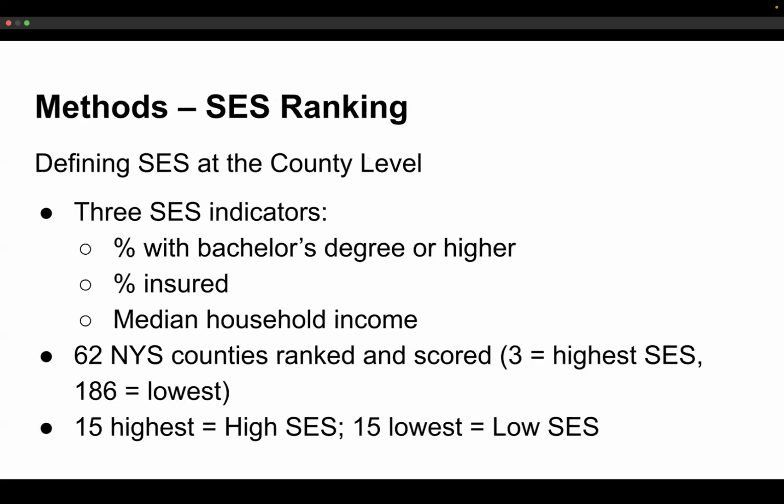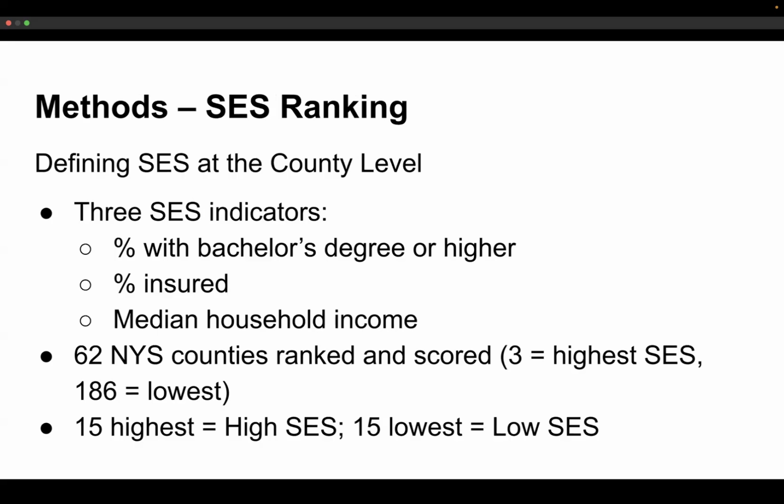For our methods, we looked at 3 socioeconomic status indicators: percentage with bachelor's degree or higher, percent of insured population, and median household income. We ranked each county by education, insurance coverage, and income to create a composite socioeconomic status score. Then we ranked the composite scores.